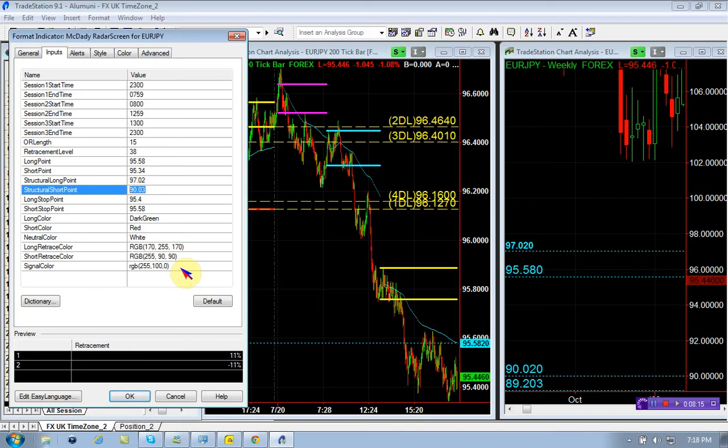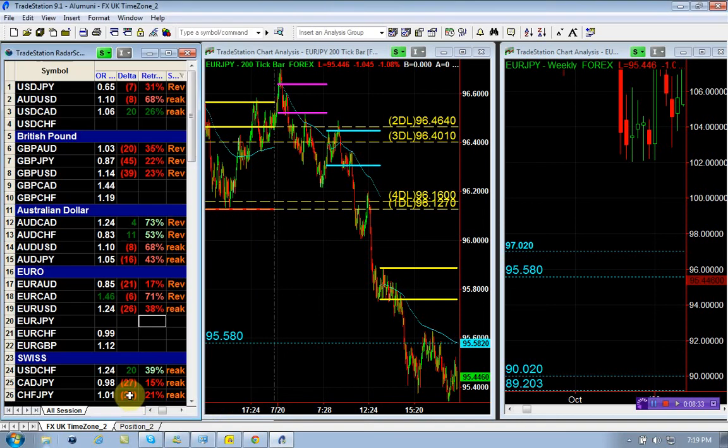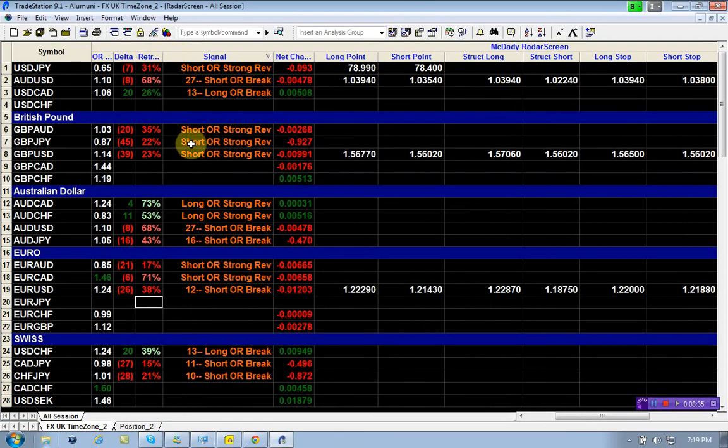And then my stop is going to be above the 95.58, which is my buying point. And my long structure point is the 97.02. All right, that is the euro yen. Let me save that.